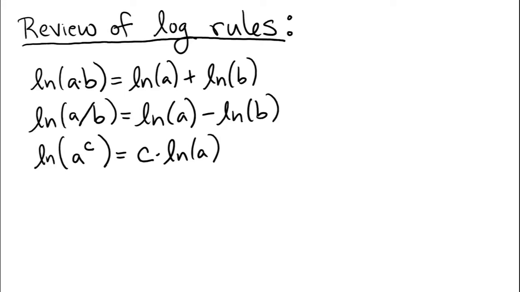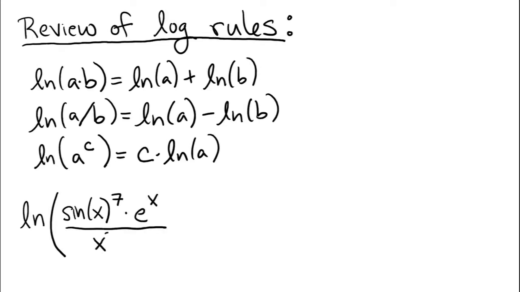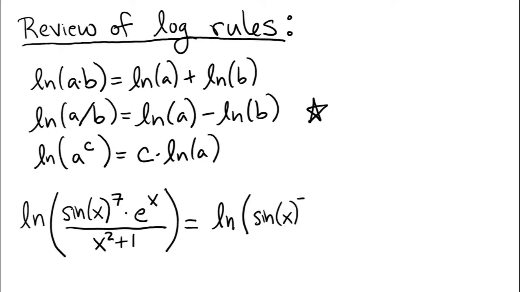How do you actually apply these? Well, in the last video, the thing we wanted to take the natural log of was this big mess, sine of x raised to the 7th times e to the x divided by x squared plus 1. So, how am I going to do this? Well, the first thing I'm going to do is use this rule for quotients and say this is a quotient, so I'm going to have ln of the thing on top minus ln of the thing on the bottom.